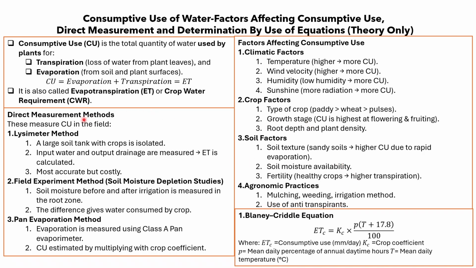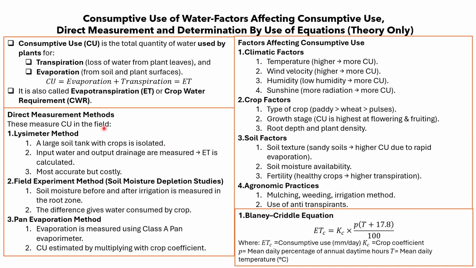Some of the methods we generally use for direct measurement of consumptive use of water in the fields are the lysimeter method, the field experiment method, and the pan evaporation method. These range from simple methods to the most accurate, and some of the methods are also costly. Other methods estimate the consumptive use of water.